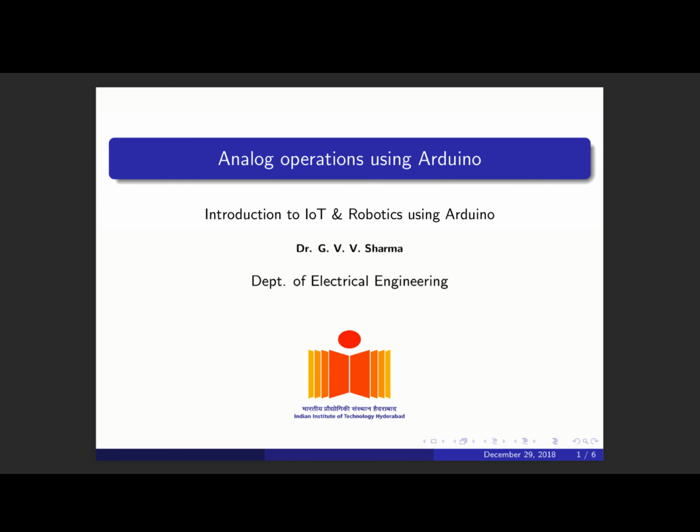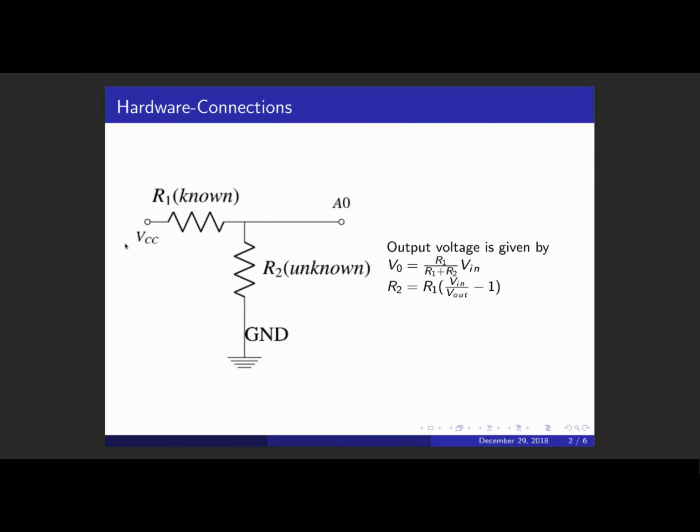Welcome to another lecture on Introduction to IoT and Robotics using Arduino. In this video, we will see how to use Arduino for analog operations. We will discover the usage of analog pins in the Arduino board and the serial monitor. In this lecture, we will see how to measure the resistance of an unknown resistor.